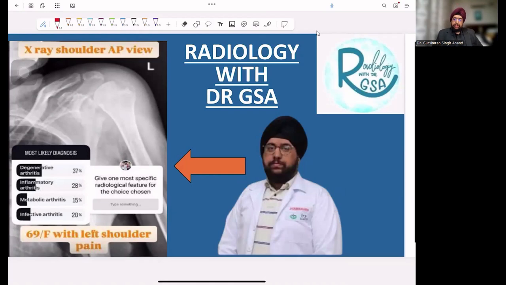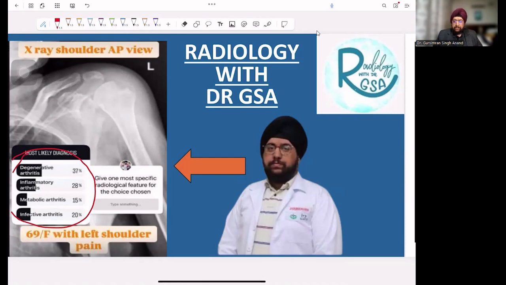So hi friends, the previous X-ray which I put on the Instagram story was that of a 69-year-old female who presented with the complaints of left shoulder pain. I've received mixed responses from the audience, out of which 30% have voted for degenerative, 28% for inflammatory, 15% for metabolic, and 20% for infective.